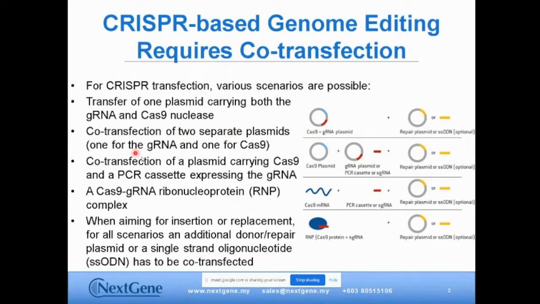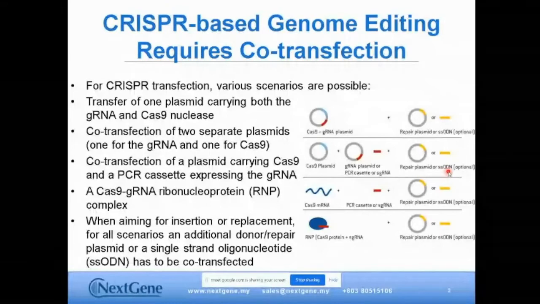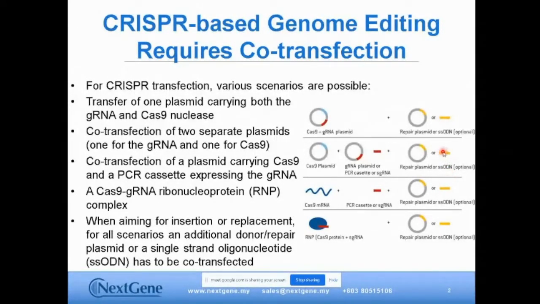Another one is when we want to do specific targeted modification. We need to co-transfect a plasmid carrying Cas9 and then another DNA element, be it a plasmid or a DNA that we call an ssODN. It's actually a single-stranded oligodeoxynucleotide. With this one we do the specific modification.